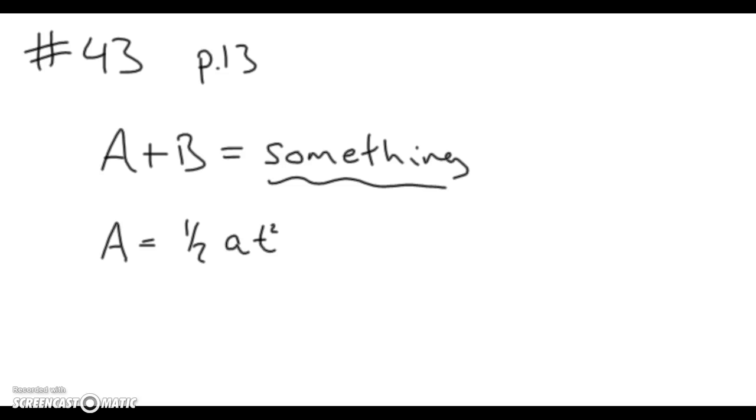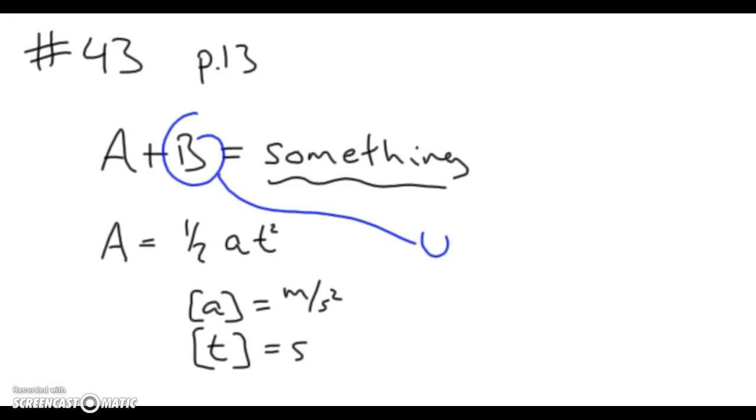a little bit more. We know that A has units of meters per second squared, and that T has units of seconds. Now I'm using these square brackets just to designate that we're only looking at the units or the dimensions of that variable. So the question is, given all of that, what are the units of B?